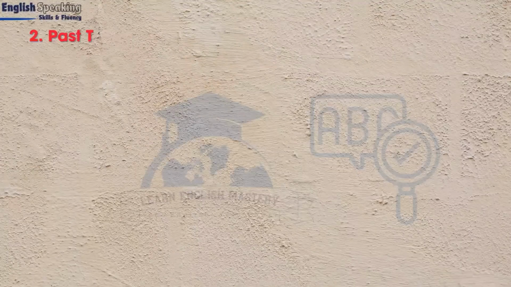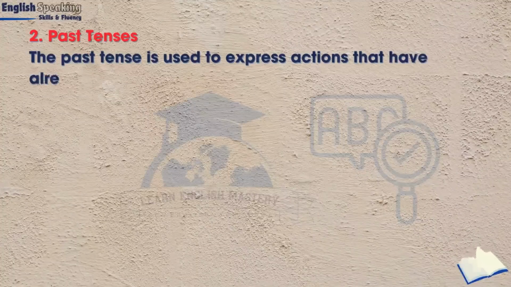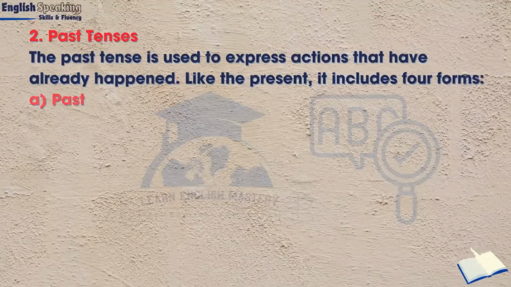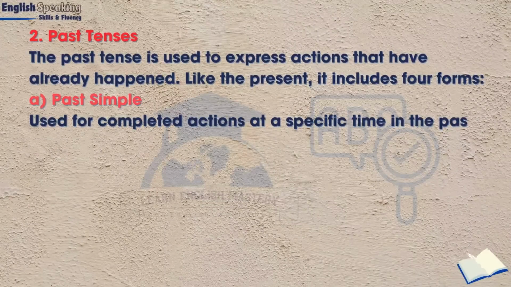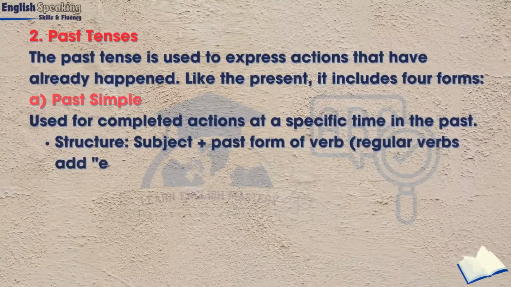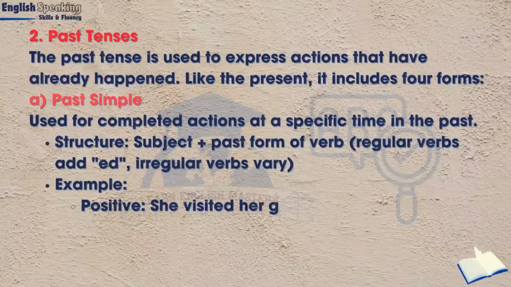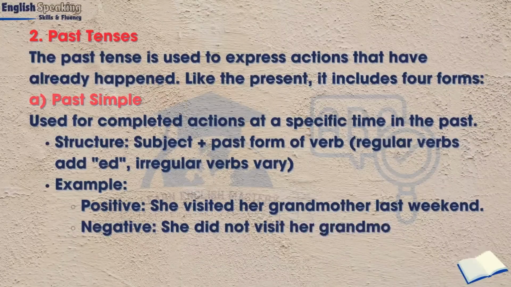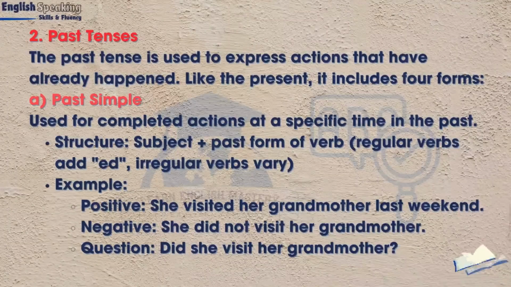2. Past tenses. The past tense is used to express actions that have already happened. Like the present, it includes four forms: a. Past simple, used for completed actions at a specific time in the past. Structure: subject + past form of verb; regular verbs add -ed, irregular verbs vary. Example: positive, she visited her grandmother last weekend. Negative, she did not visit her grandmother. Question: did she visit her grandmother?